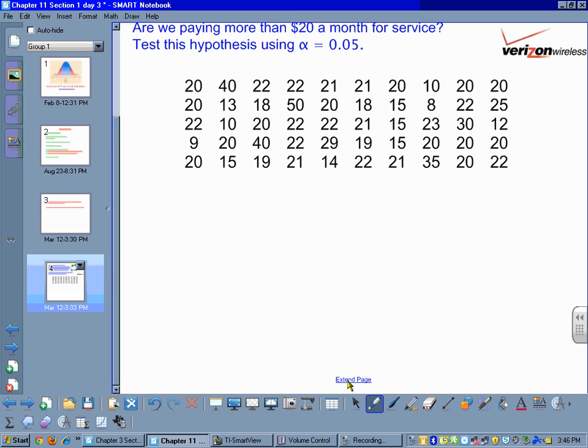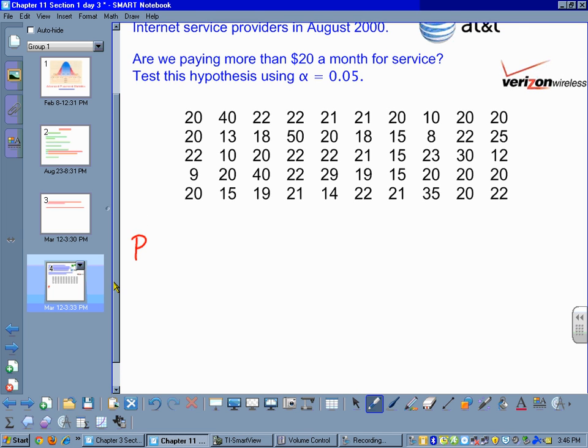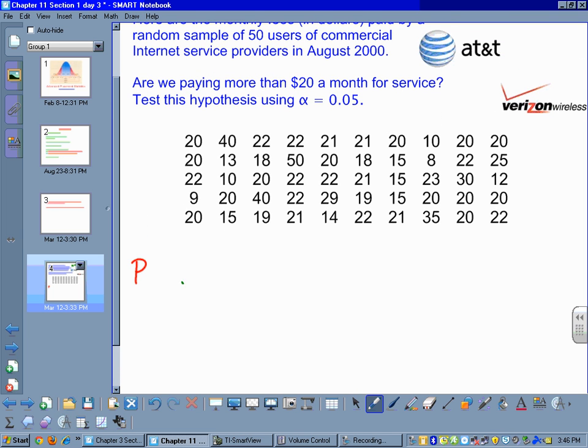So to start the process, the first P in phantom for a hypothesis test is parameter. So mu is going to equal the true mean monthly cost of internet service.